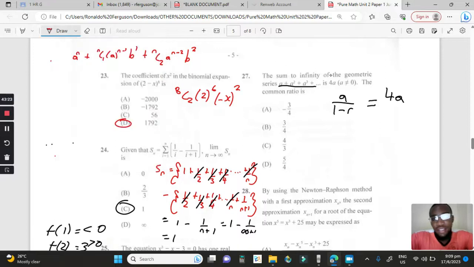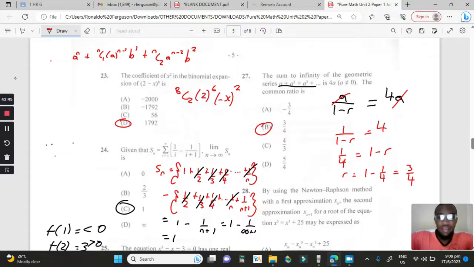So in that case now, a is cancelled on both sides. So 1 over 1 minus r is 4. So we can flip it. So 1 over 4 is equal to 1 minus r. So we can bring it over. So r is equal to 1 minus a quarter. And 1 minus a quarter is 3/4. That's B.